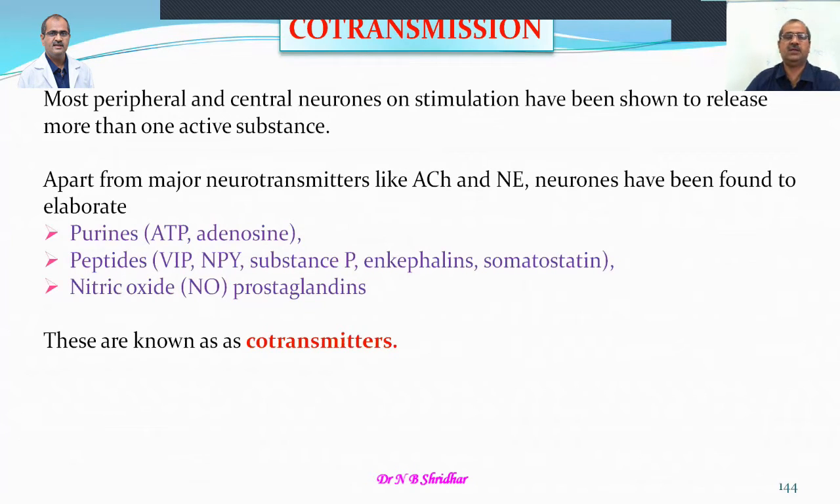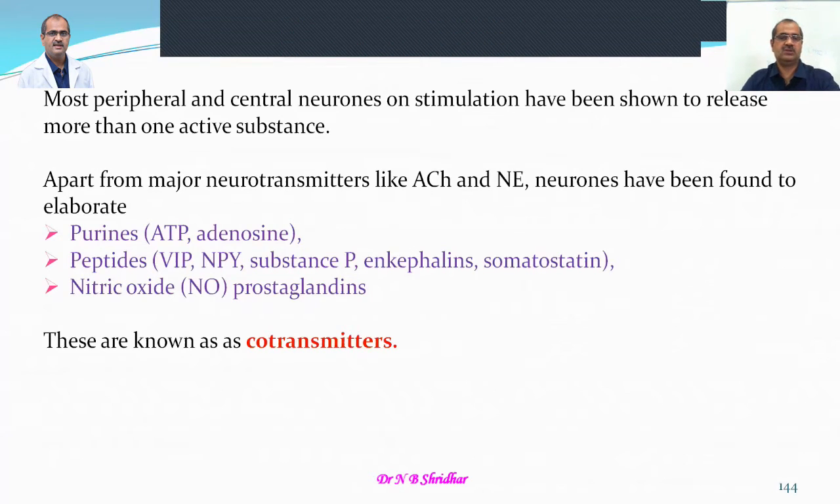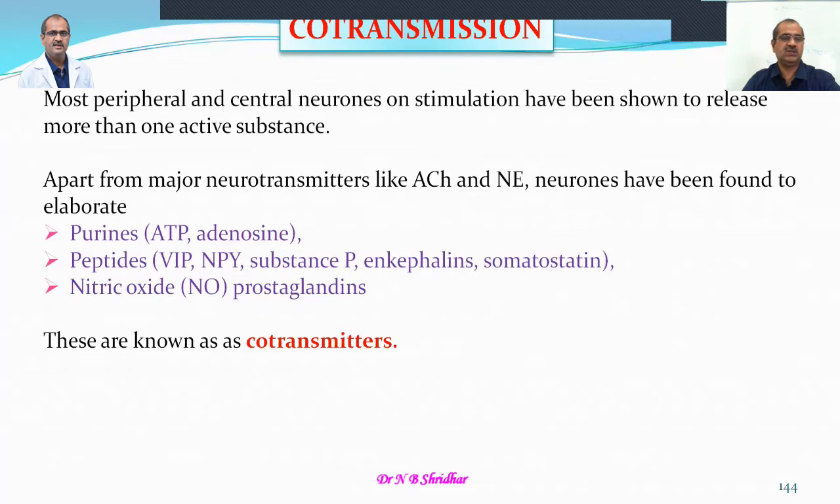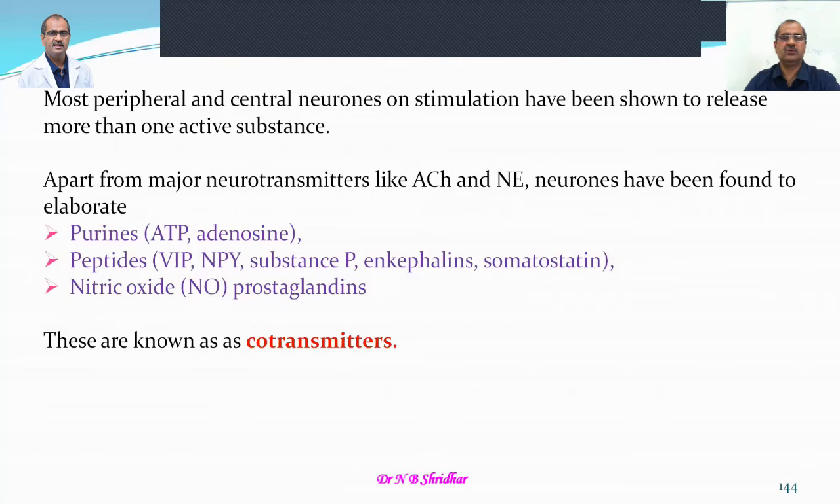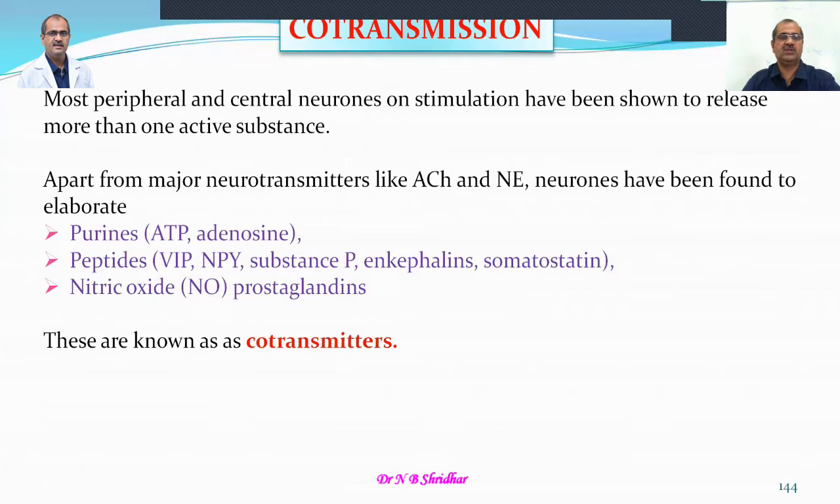Also nitric oxide and prostaglandins are released along with acetylcholine or norepinephrine, depending upon the type of nervous system, sympathetic or parasympathetic. And all these are known as co-transmitters. Co-transmitters are the ones which are released with the primary neurotransmitter and act along with acetylcholine. Examples are the purines, ATP, adenosine, and the peptides VIP or vasoactive intestinal polypeptide, neuropeptide Y, especially in the CNS, substance P, enkephalins, somatostatin, and nitric oxide and prostaglandins. These are all called co-transmitters.